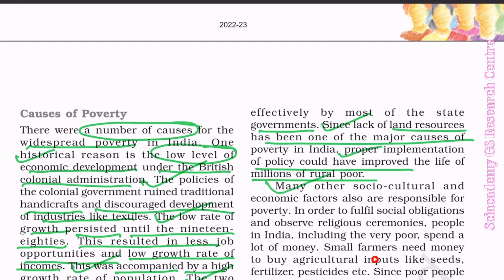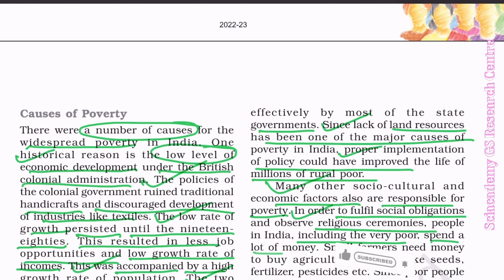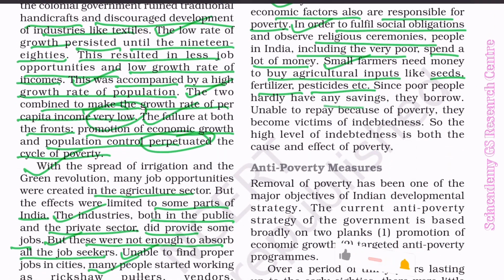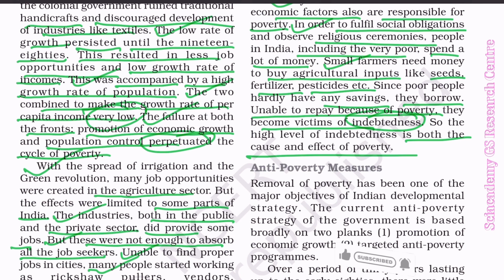Many other socio-cultural and economic factors also are responsible for poverty. In order to fulfill social obligations and observe religious ceremonies, people in India, including the very poor, spend a lot of money. Small farmers need money to buy agricultural inputs like seeds, fertilizers, pesticides, etc. Since poor people hardly have any savings, they borrow. Unable to repay because of poverty, they become victims of indebtedness. So, the high level of indebtedness is both the cause and effect of poverty.